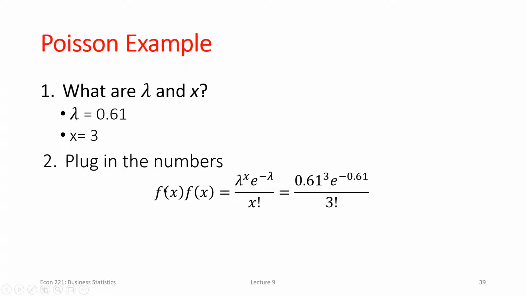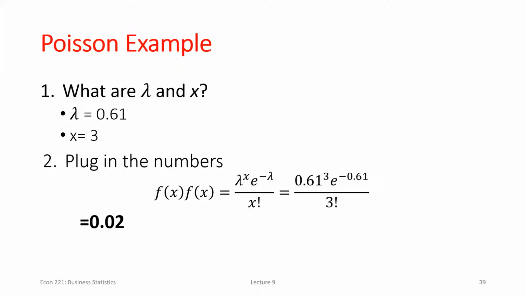And for some reason, I accidentally duplicated these here and didn't realize it, so you can cross one of those out if you want to. So we're plugging in our lambda, 0.61, plugging in our x, which is 3. Now it's just a matter of plugging that into our calculator. And we get a relatively low probability, and so maybe we're not as concerned about the number of deaths being as high as 3 this next year.